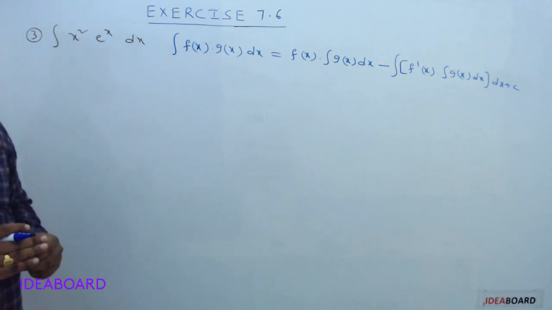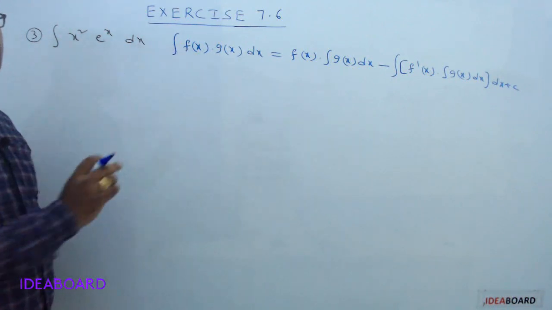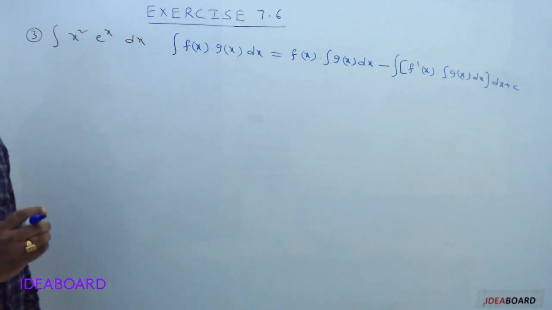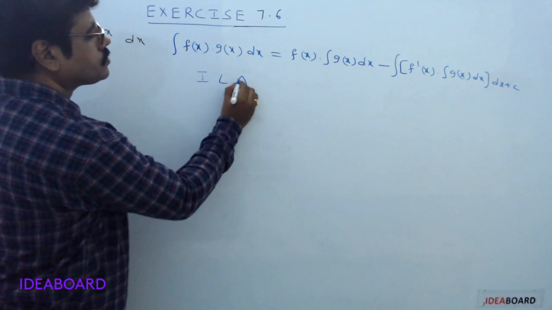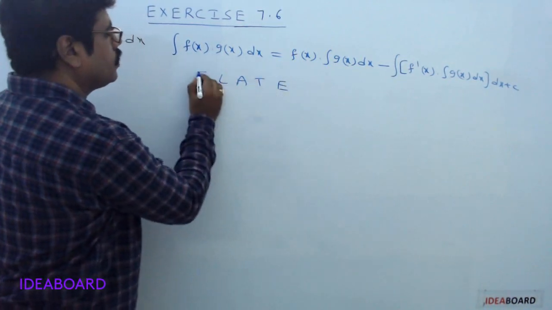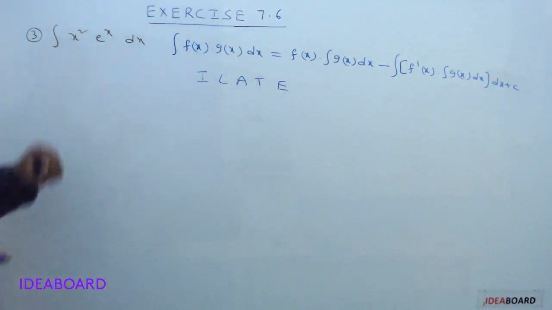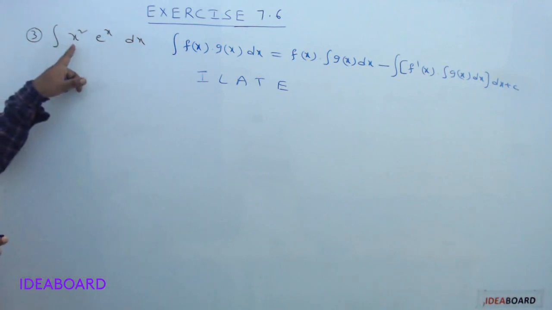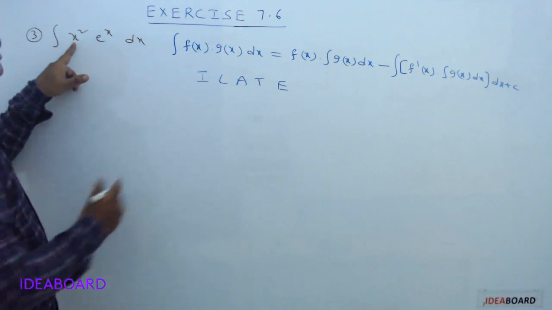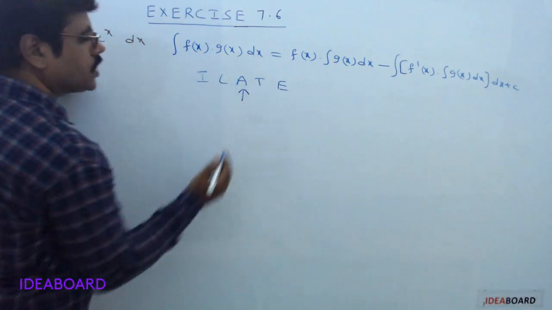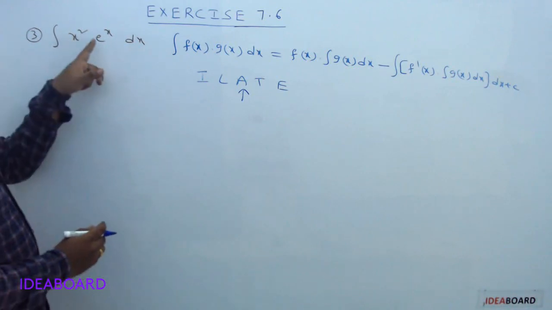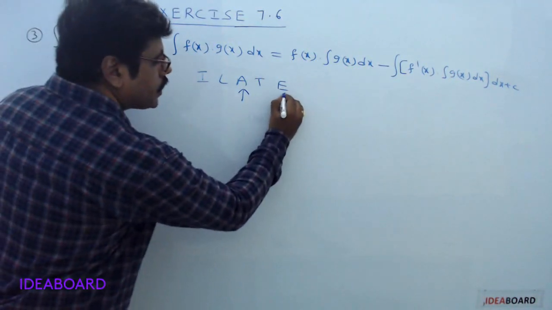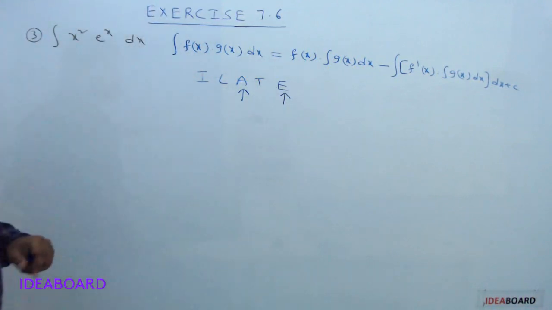In integration by parts formula, f of x and g of x will be taken according to the word ILATE. So what functions are given here? x square is an algebraic function, so this function comes under algebraic functions. e power x is an exponential function, so this function comes under exponential functions.